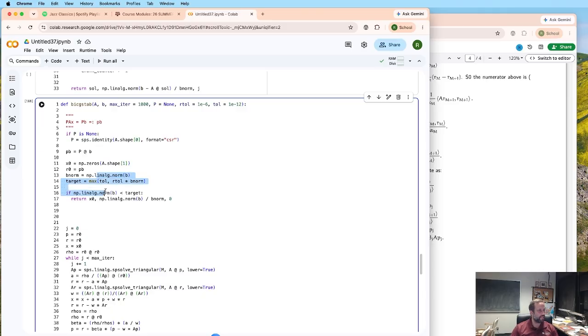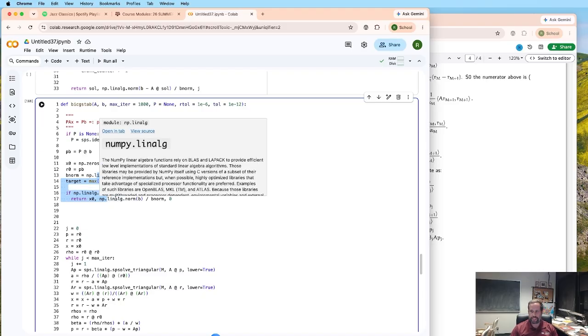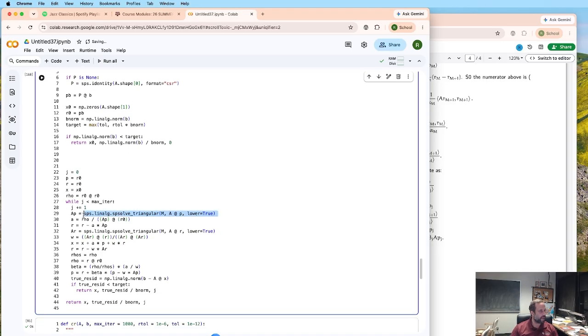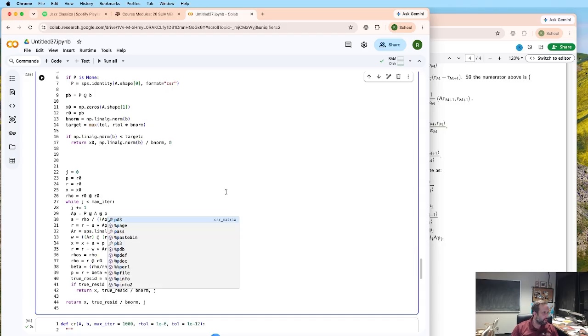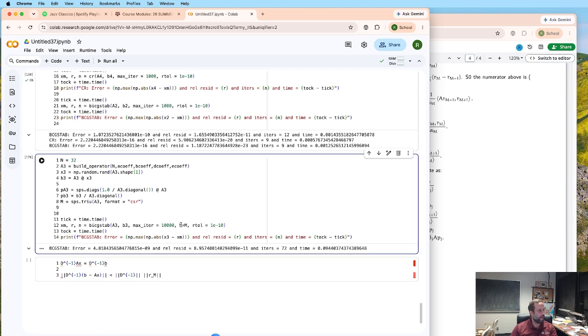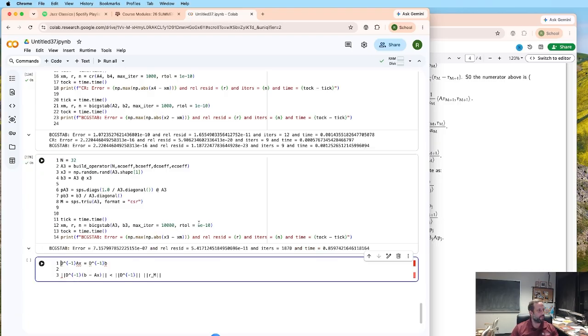And now all of this stuff is going to stay the same because we still need to compute the actual residual. But now when we come down here, AP is going to be P at A at P, and AR is going to be P at A at R, like that. Okay, so I'm just going to come down here and run this without a preconditioner just to make sure that I haven't completely screwed it up.